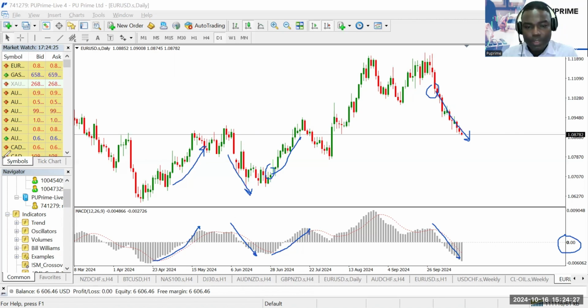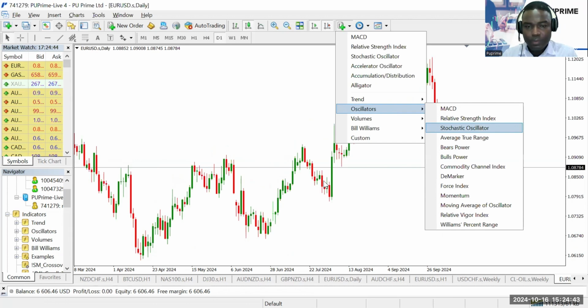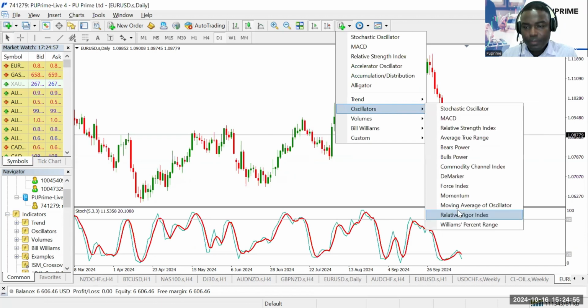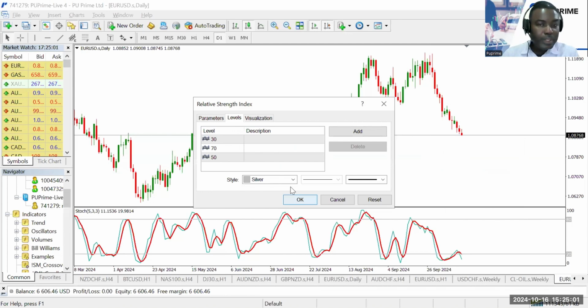So these are the three indicators I want to show us this afternoon. And we do use some of them when we trade the market. So we've looked at three indicators, the first being the stochastic oscillator. The second being the relative strength index, which is the RSI. And the third being the MACD, the moving average, convergence, and divergence.